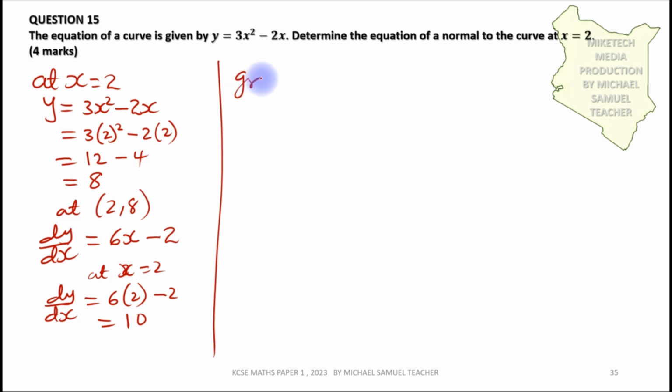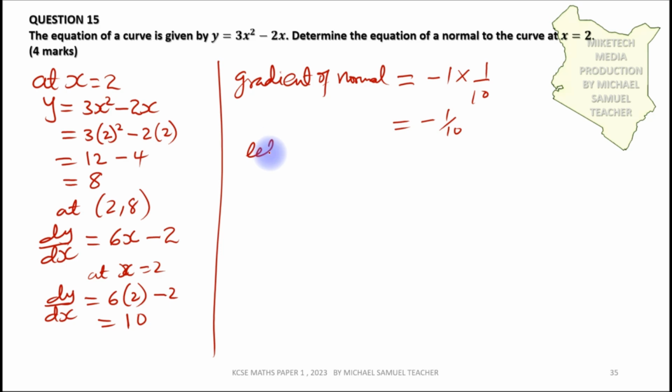So the gradient of the normal will be, remember, the product of the gradient of the normal line and that of the curve will be equal to minus 1. Therefore, the other one will be minus 1 times 1 over 10, which will be minus 1 over 10.